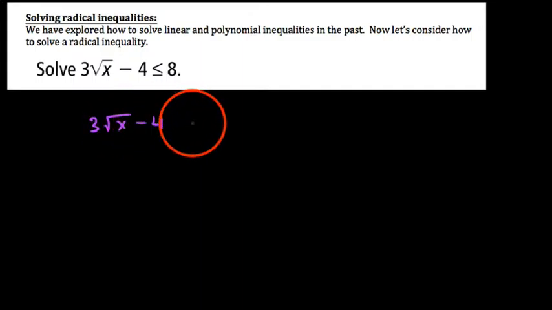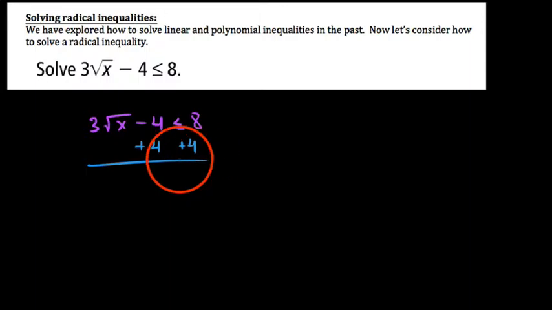So let's go ahead and consider what I have here, which is 3 times the square root of x minus 4 is less than or equal to 8. If we're really going to treat this like we would an equation, then the idea would be we're going to isolate the radical, and then we'll exponentiate both sides to get that to go away. So with what we have here, let's start by isolating the radical. We're going to add 4 to both sides.